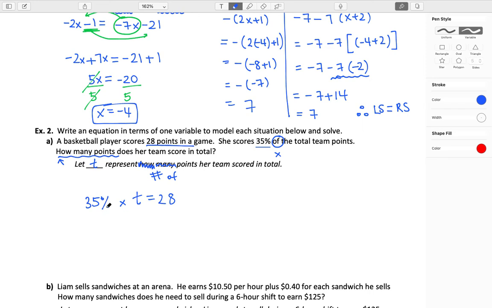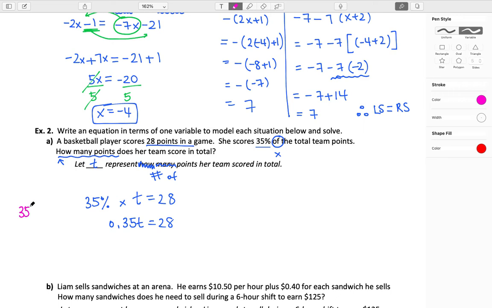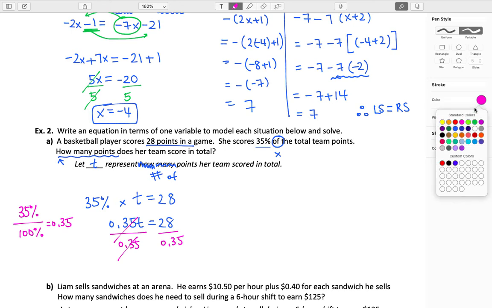We don't like a percentage in an equation, so we always divide it by 100 to make it into a number, so 0.35T equals 28. The reason is because 35%, you divide it by 100%, so you get 0.35. And now to isolate for T, we have 0.35 in front of T, so we divide both sides by it, and it cancels.